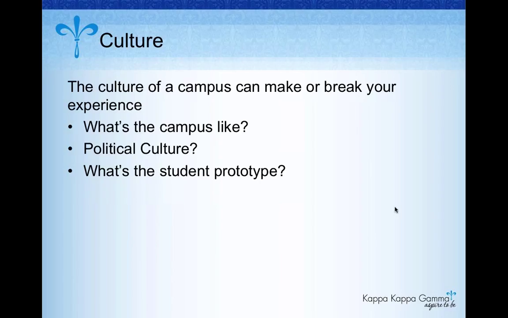Also, consider the student prototype. So is it, like I said, highly undergraduate? Is it a good mix? Do students go home each weekend or do they stay? Is your campus a commuter campus? If you're going to be living there and be a full-time student, you're going to want to make sure that you can have that social life as well. So having a campus where everybody goes home or where nobody's there on the weekends and you never have anything to do may not be the best fit for some people, but it may be great for other people. So recognizing what you want within the student prototype is important too.